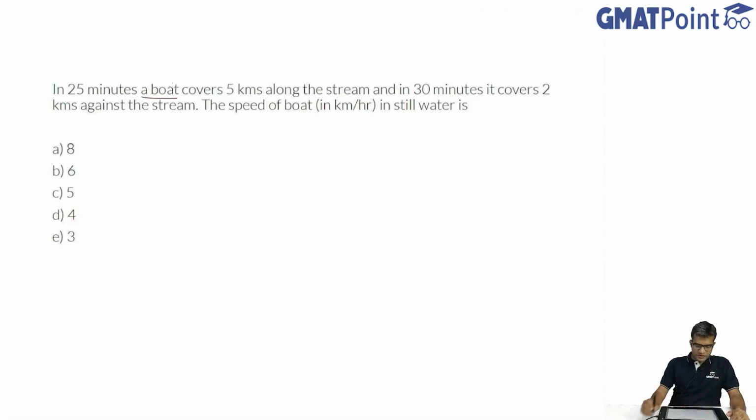In this question, we are told that in 25 minutes, a boat covers 5 kilometers along the stream. Along the stream would imply that this is downstream. And in 30 minutes, it covers 2 kilometers against the stream. So this is upstream. So let us calculate the speed of the boat downstream. We'll calculate the speed of the boat upstream. And we are required to calculate the speed of the boat in still water. So we'll take the average of those two speeds.